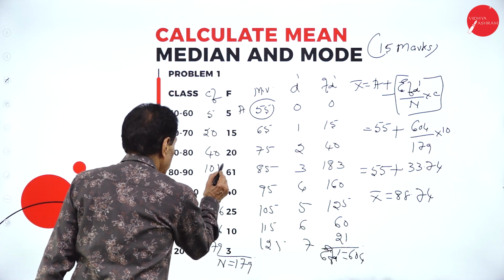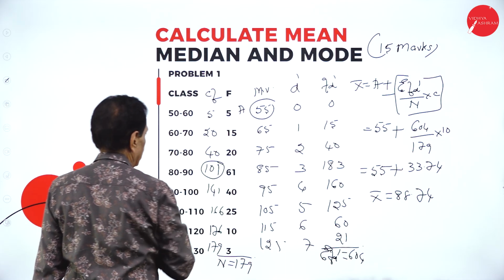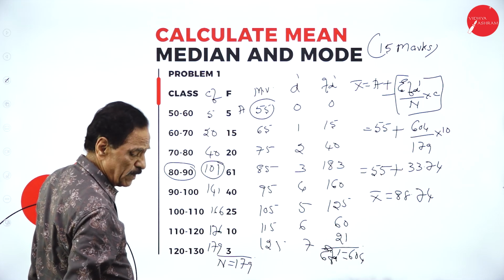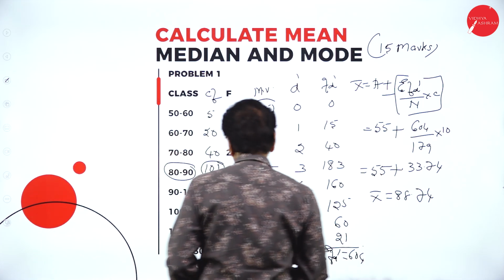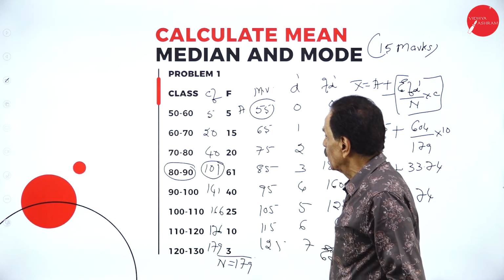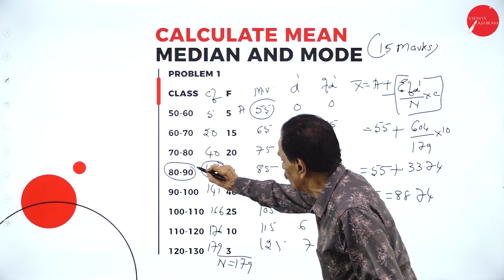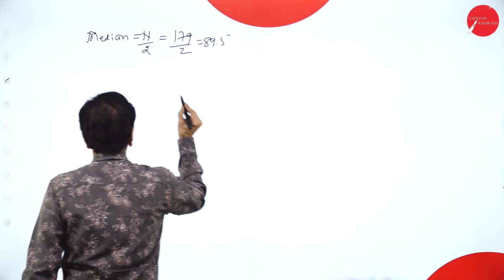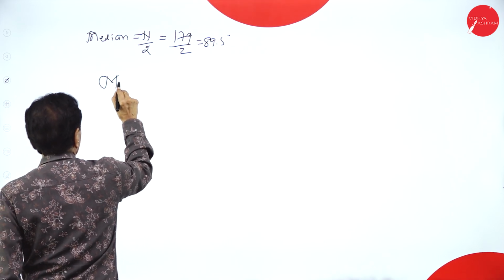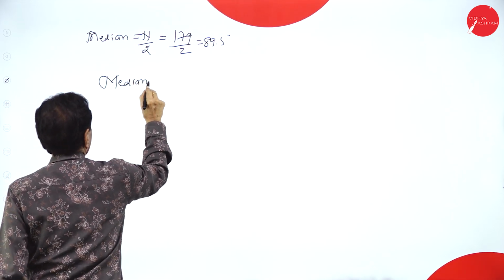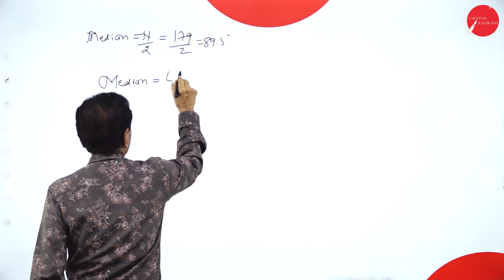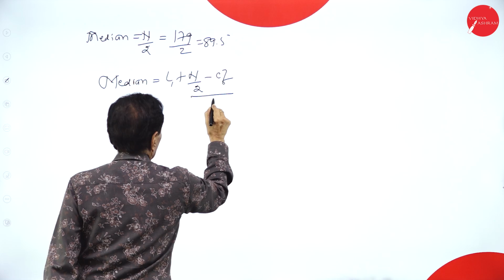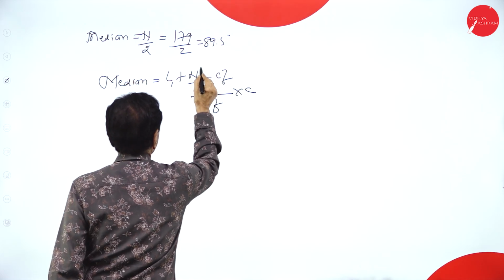It will come under 101. This is here your class 80 to 90. So I will write the formula here. So here CF is 101. Median is equal to L1 plus n by 2 minus CF over F into C.